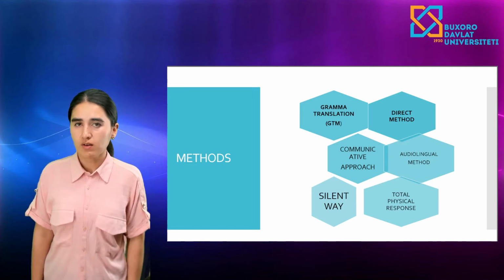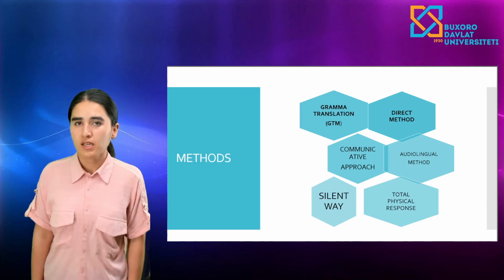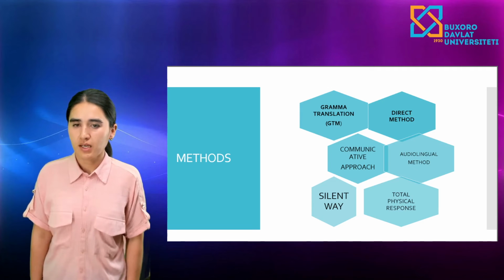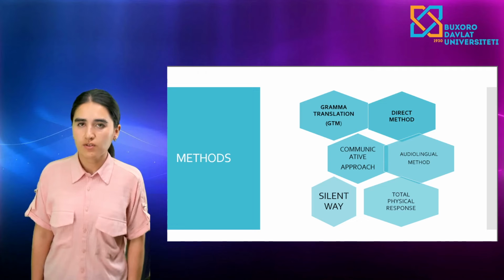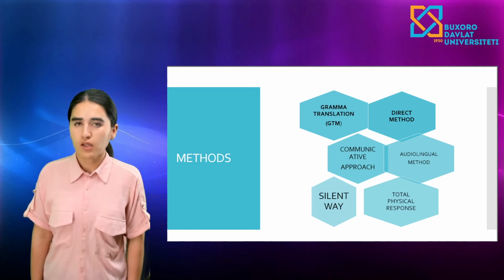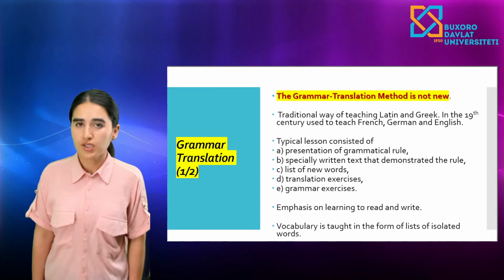They are the grammar translation method, in other words GTM. The next method is the direct method. And we also have the audiolingual method. Another method is total physical response, which is called TPR. And also we have the method called the silent way. All these methods have their own features and they are very different from each other.